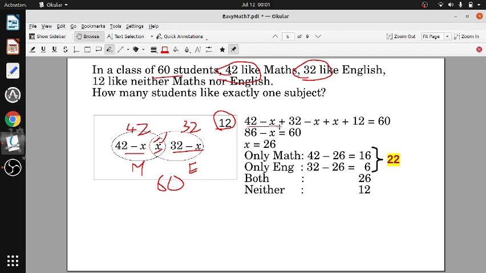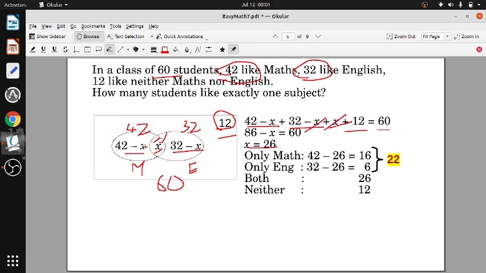So 42 minus x, that is mathematics only, 32 minus x, that would be English only, plus x, that would be the common, plus 12, those who like neither English nor maths, that is equal to 60. Minus x and plus x would cancel, and on solving you get x equal to 26.